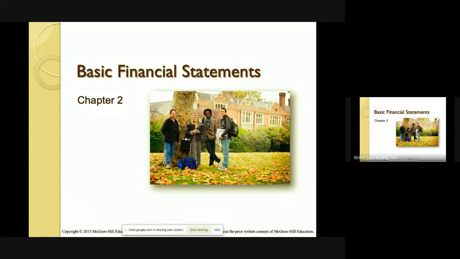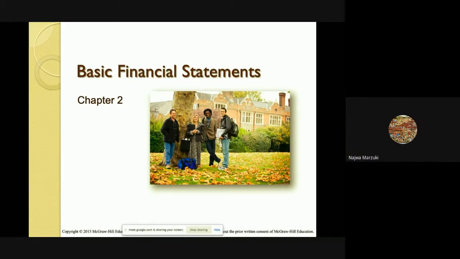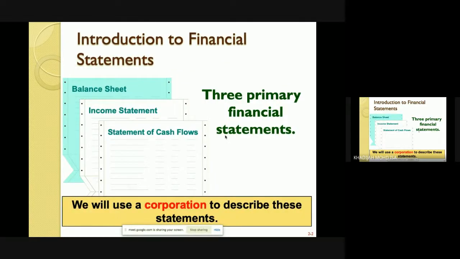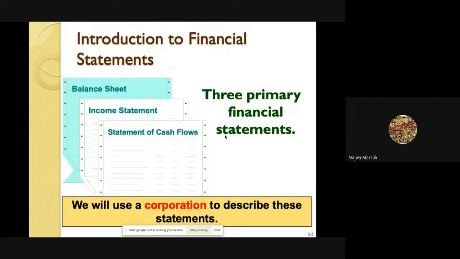Okay, so remember how many financial statements that we have? Yes, 4. Number 1 is your statement of financial position, then you have your balance sheet, or in this case the statement of financial position. And then you have the income statement, which is the statement of profit and loss, your SOPL. And then you have your statement of cash flow.